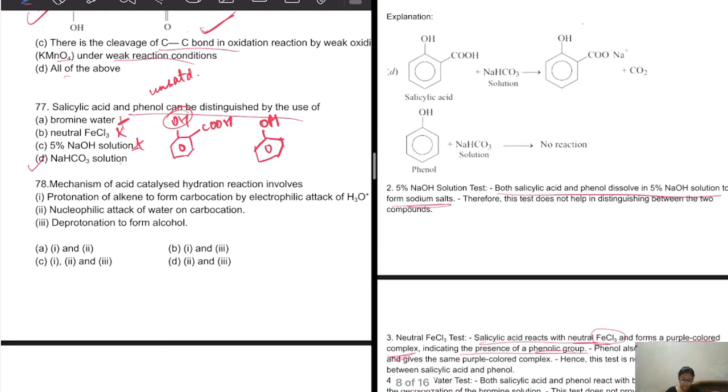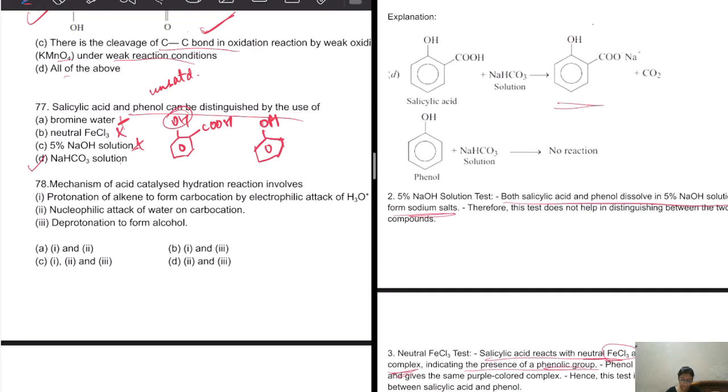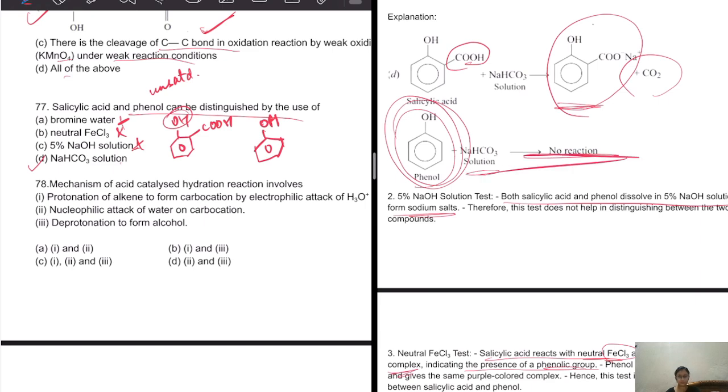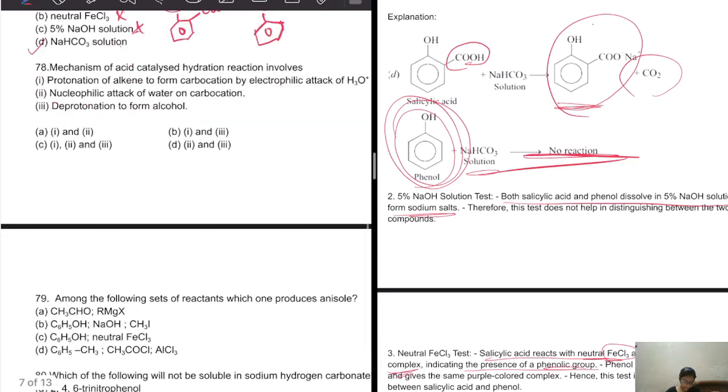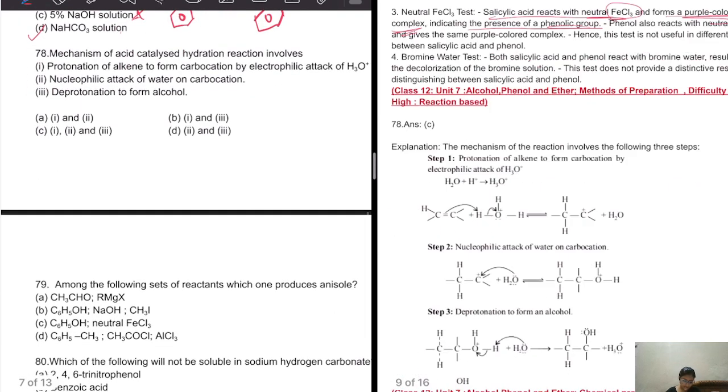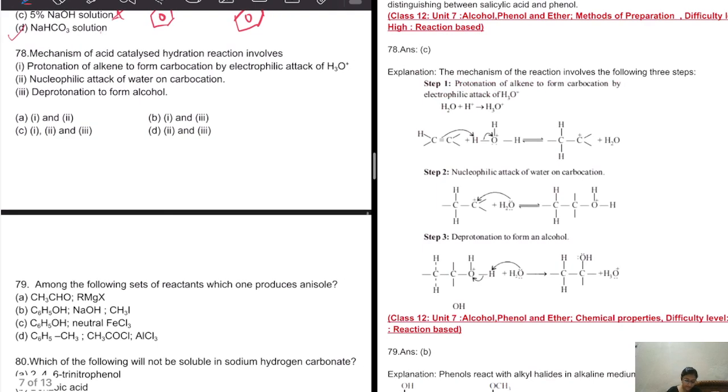Why? Because of the reaction, this will form. Here we have COOH and the reaction would be there, so CO2 will be released and effervescence would be there. But in case of phenol, there is no COOH group, so there would be no reaction. So the correct answer is D. Now let's see the next question. Mechanism of acid catalyzed hydration reaction involves.